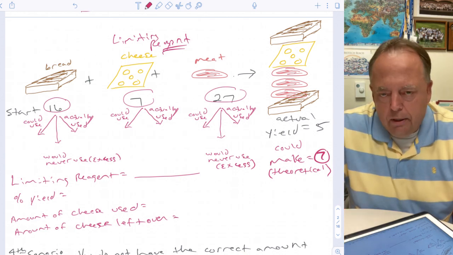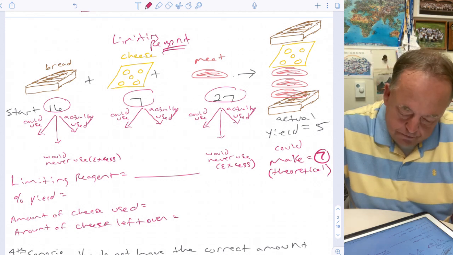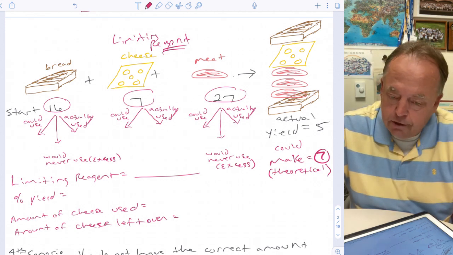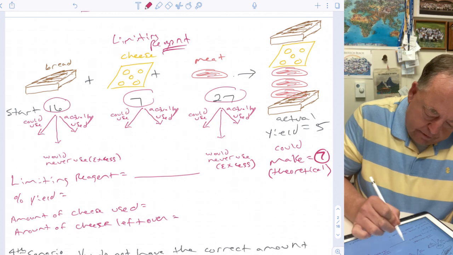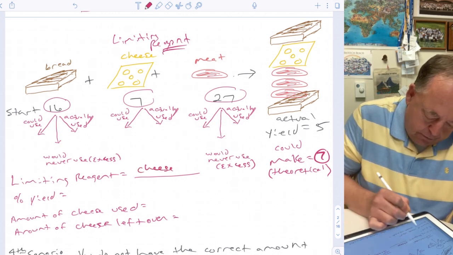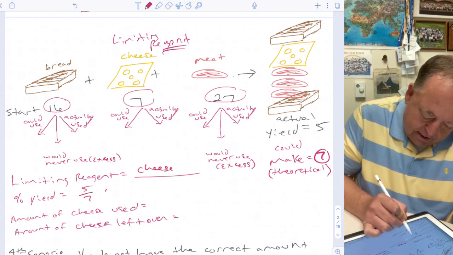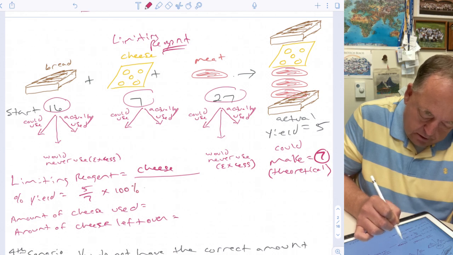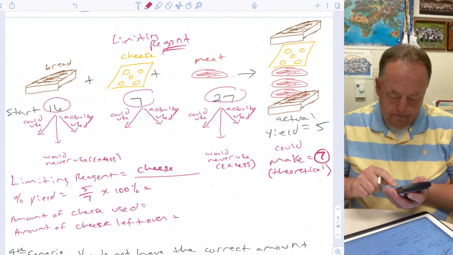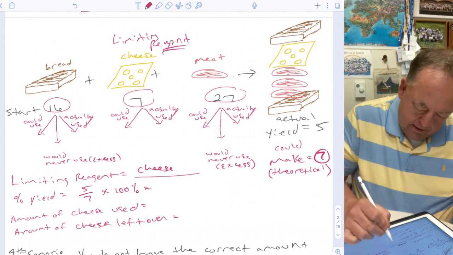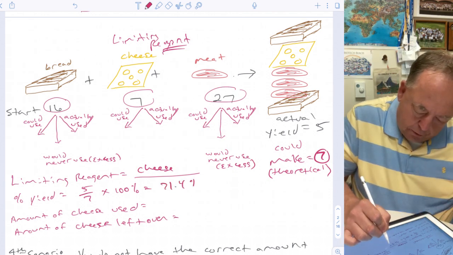Okay, so what if you only actually made 5? So we could calculate the percent yield. So the limiting reagent is the cheese. The percent yield would be 5 divided by 7 times 100%, which would be 71.4% yield.